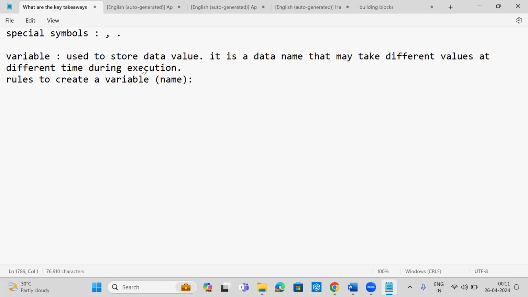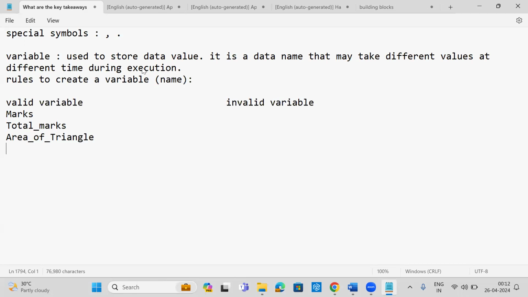Now, for example, I will write two columns: valid variable and invalid variable. So a valid variable can be marks, okay. It can be total marks, okay. It can be area of triangle, okay. It can be like this, okay?